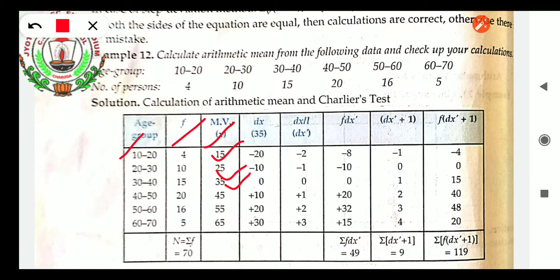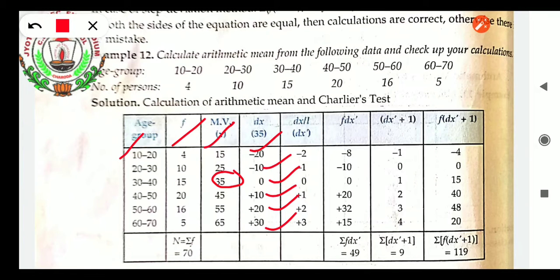For dx we will take 35. Any mid value we can take there. Let us take the mid value as 35. 15 minus 35, how much do we get? That is minus 20. So here dx has been taken like that. 25 minus 35 is minus 10. 35 minus 35 is 0. 45 minus 35 is 10. 55 minus 35 is 20, and similarly for 65.